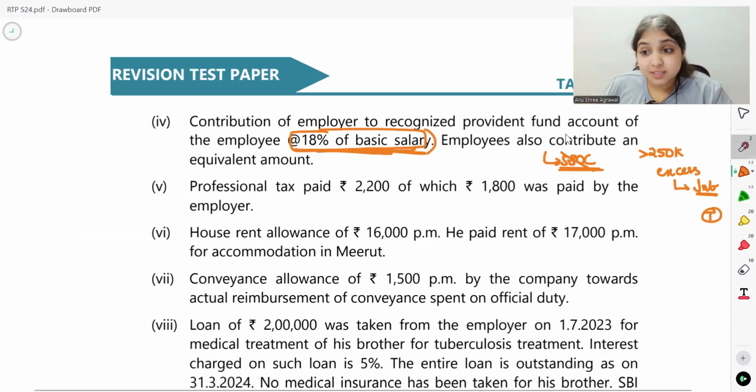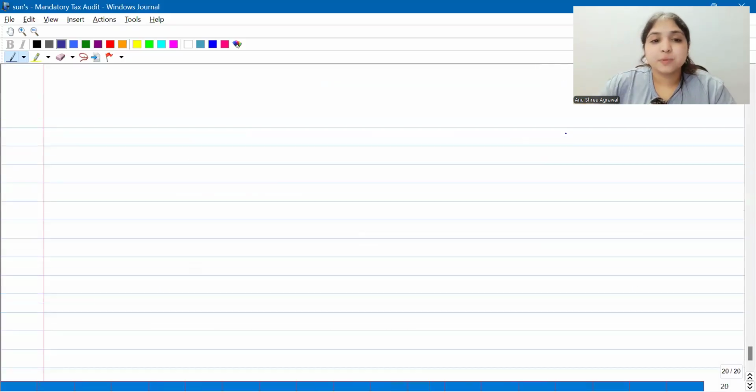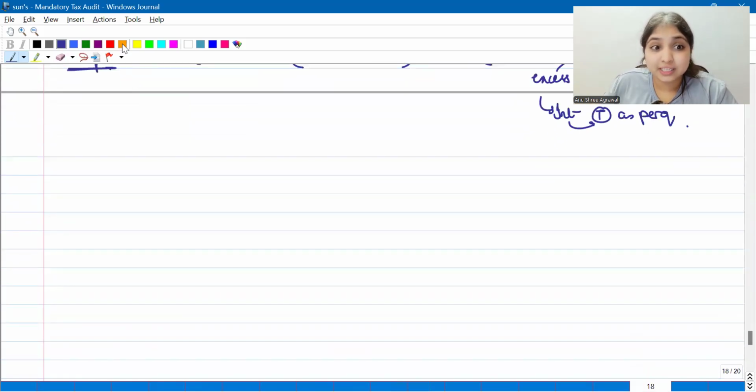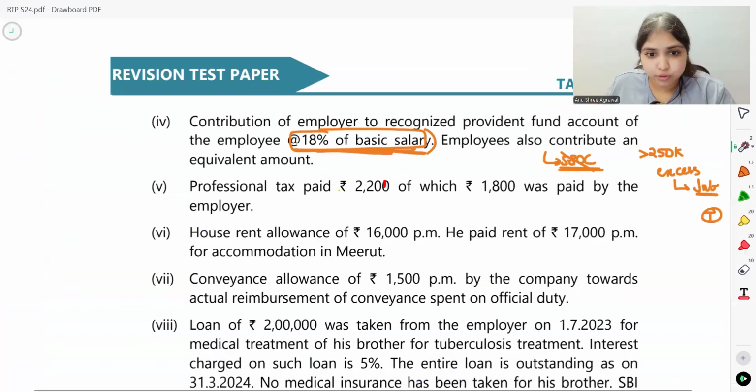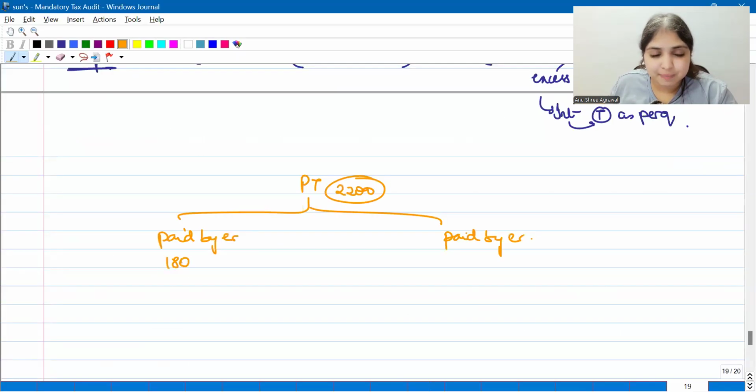Okay, then comes the next point. Professional tax paid 2,200, out of which 1,800 was paid by the employer. So professional tax, let me give you one quick revision of the concept. We will see what the professional tax amount is, and out of it, what is the amount paid by employer and what is paid by employee. Here the professional tax is 2,200. How much is paid by employer? 1,800 was paid by employer. So obviously, the balance 400 is paid by employee.